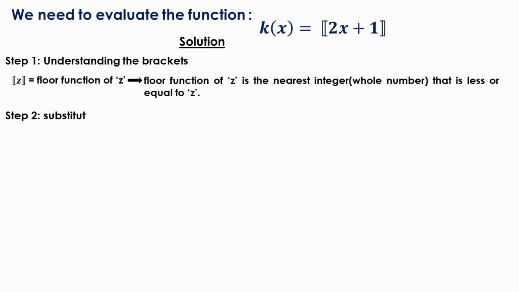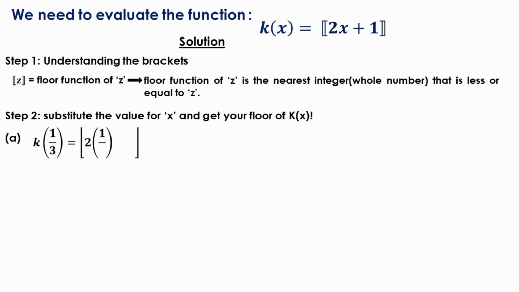Moving to step 2. Step 2 is just to insert our value for x into the function, then we find the floor of the numerical value of that function. So for the first one, A, we have to find k of x, where x is 1/3. When we insert this into the function, it gives us 5/3, and the floor of 5/3, which is 1.67, is 1, because 1 is the nearest whole number that is less than or equal to 1.67.